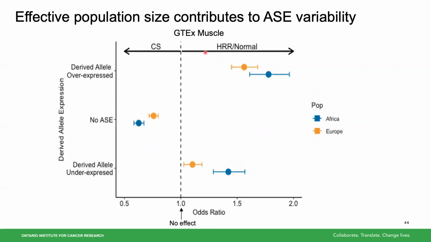But I've also replicated this in muscle, where we see the same trend between Africa and Europe, and we also see it for our derived underexpression bin as well. And so this is again supporting the idea that effective population size is also a really important aspect of selection, and this is likely also affecting our patterns of ASE genome-wide.